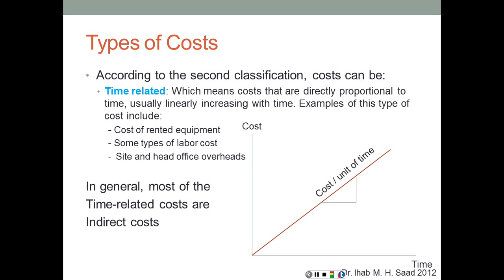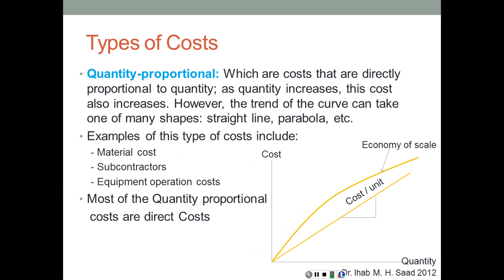Then the remaining type, or the third type, is what we call the quantity proportional costs. Quantity proportional costs are costs that are directly proportional to quantity. The more quantity you do, the more costs you're going to incur. So as the quantity increases, the cost also increases. In most cases it's going to be linear, just like this. So we have a constant cost per unit, which is the slope of this curve.